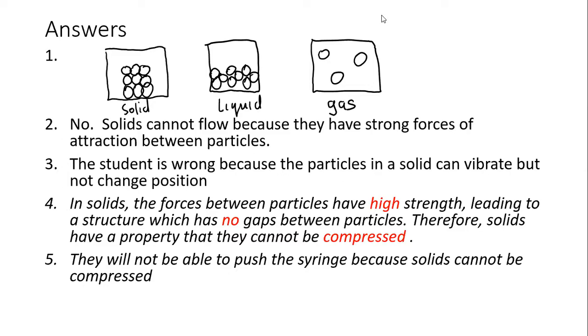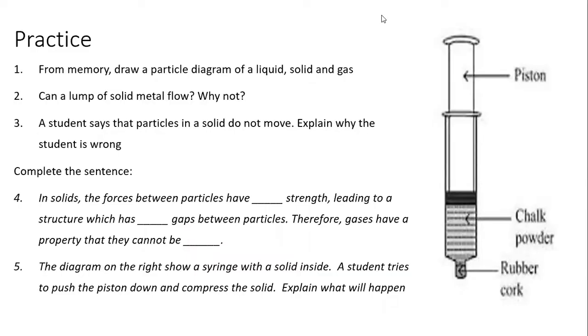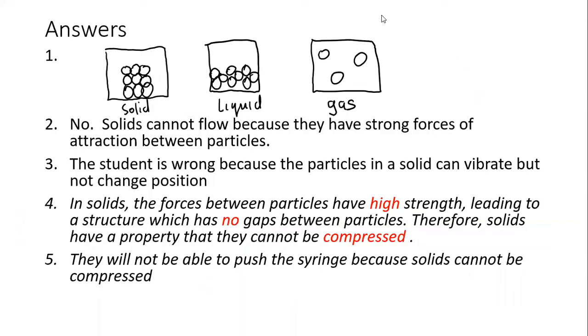I'm hoping that the rest was pretty easy. Maybe number 3: the student says that particles in a solid do not move. Explain why the student is wrong. Well, we know that they do move, but they just move back and forward or up and down on the spot. They don't actually change their position. They don't swap with each other. So the student is wrong because the particles in a solid can vibrate, but they do not change position. All right, well done. Have you got those right?